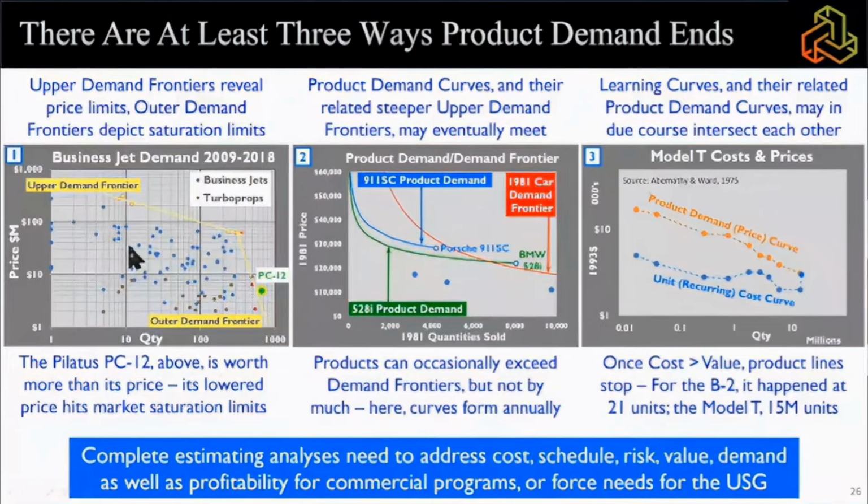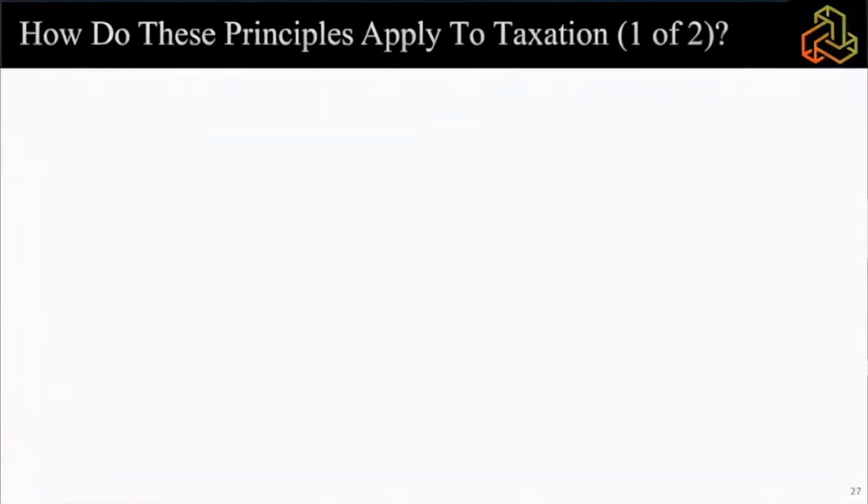So I maintain for this organization, for DHS, and for everybody that's listening, that complete estimating analyses are going to have to address the cost, schedule, and risk topics that you've always been looking at, but you also need to add in value, demand, and profitability for commercial programs or force needs for the USG. That's a theme that we want to take out of this.